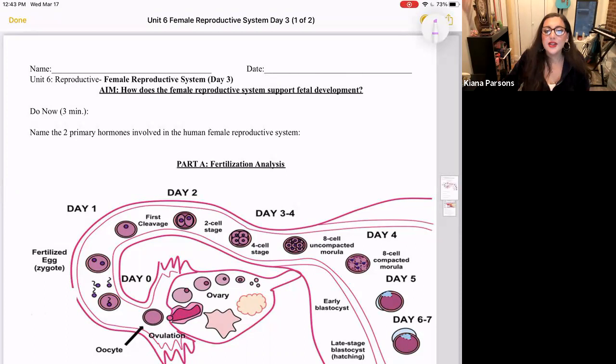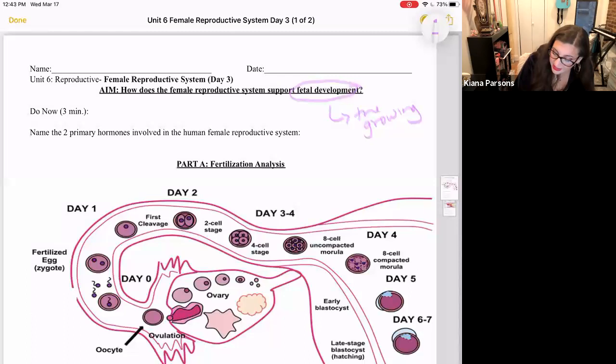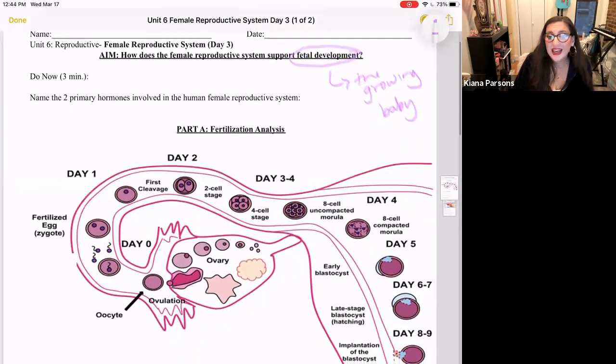So today's aim is how does the female reproductive system support fetal development? And fetal development, we're talking about the growing baby. So remember, the male reproductive system is creating and transporting gametes. And in the female reproductive system, there is a baby that has to be protected, developed, and nourished inside of the uterus. So how does the female reproductive system support this development?